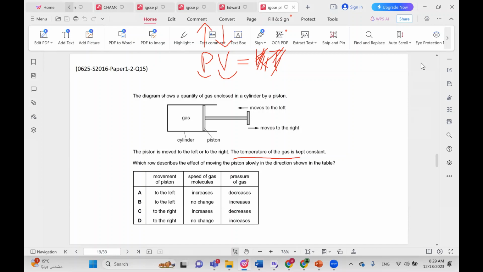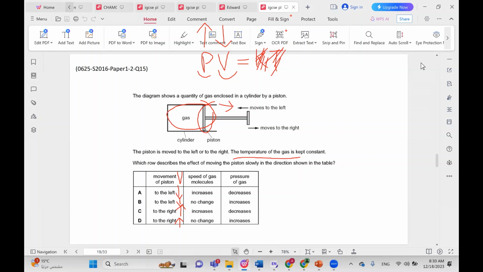So bear in mind that if it moves to the left, that means that the volume decreases, right? So let's just add a column for volume here. Volume decreases, volume decreases, volume increases, volume increases. And this is common sense. If you move this to the right, you're giving more space for the gas. You have more volume. So left means that the volume decreases and right means the volume increases.